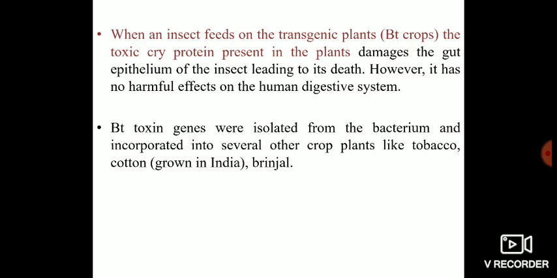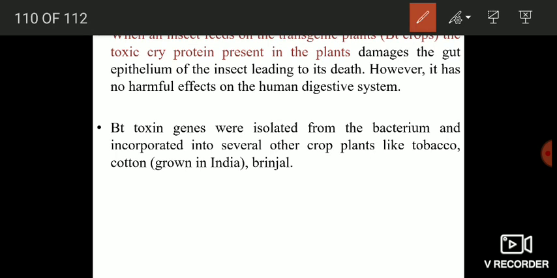Now, when an insect feeds on the transgenic plants, or you can say BT maize, the toxic protein which is present inside the plant cells gets entry into the gut of the insect. Because of the alkaline pH inside the insect's gut, the inactive BT toxin or cry protein becomes active and damages the epithelial cells of the gut by punching holes in them.